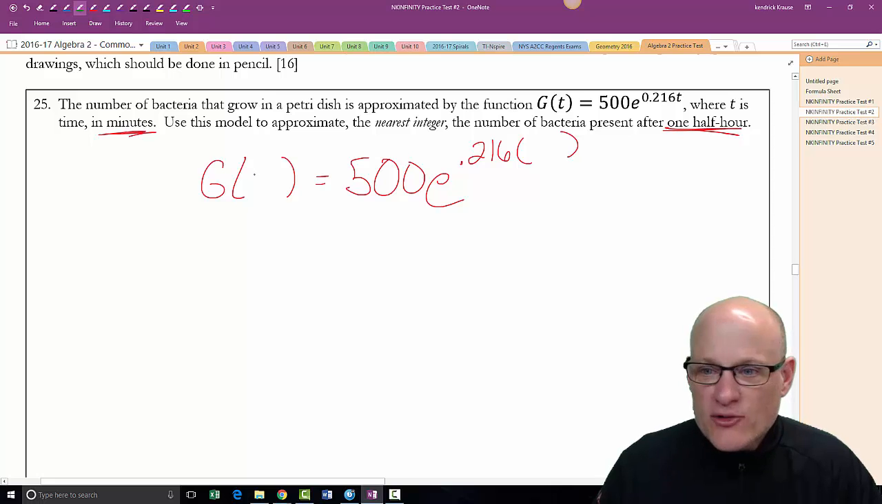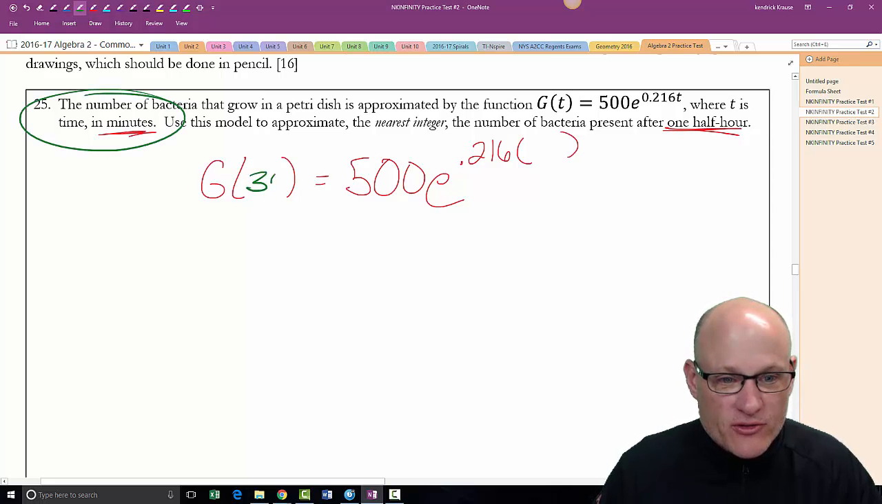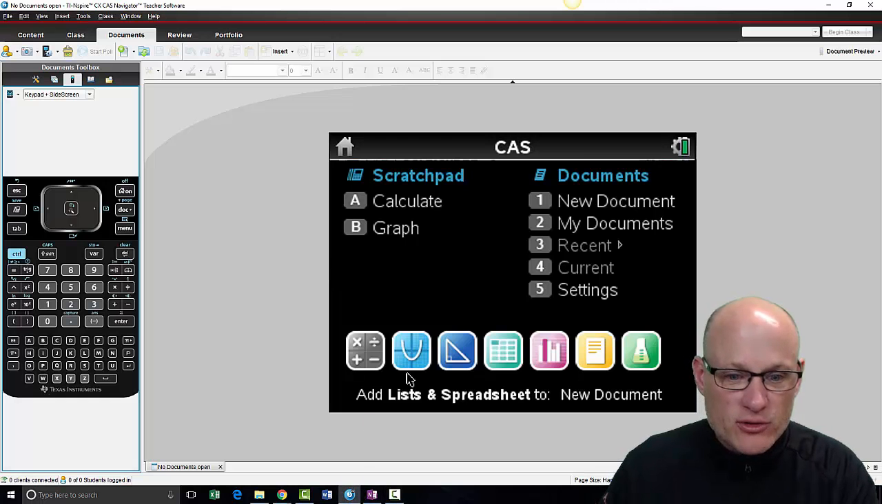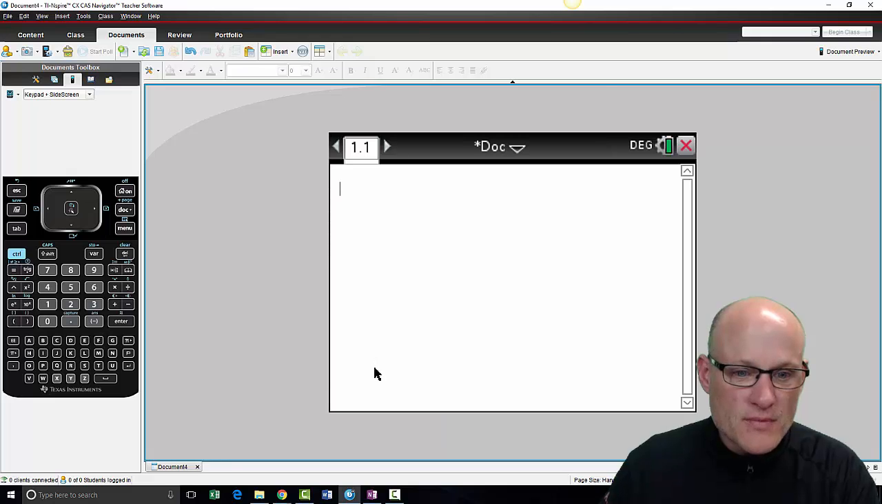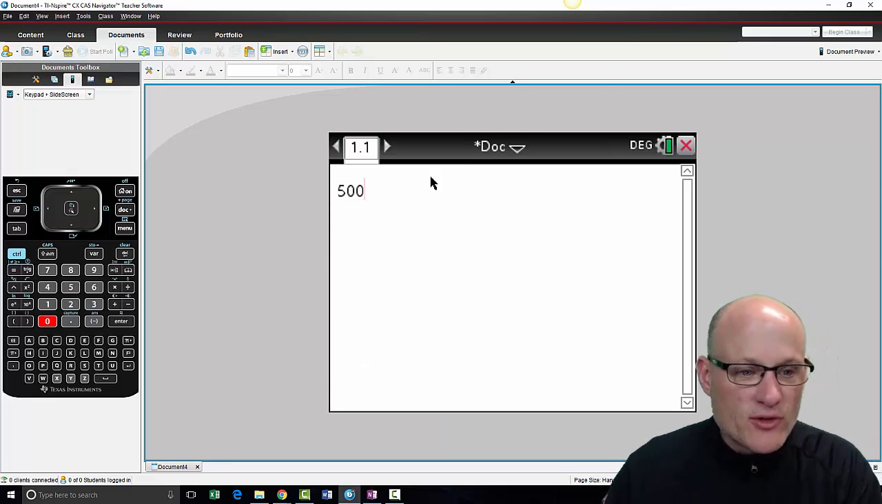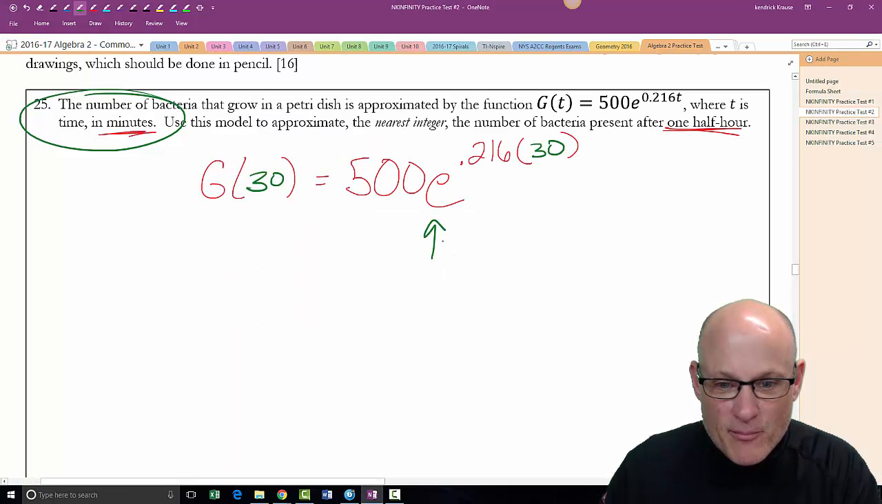It's getting warm out. Okay, so a half an hour, but t is in minutes. So I guess the hardest part is just 30. And then we come over to our calculator and we type in 500. Now, another thing is e. I'm not sure, this is the number e.